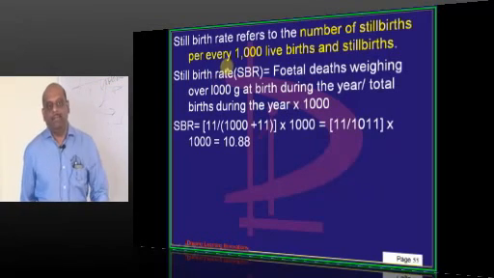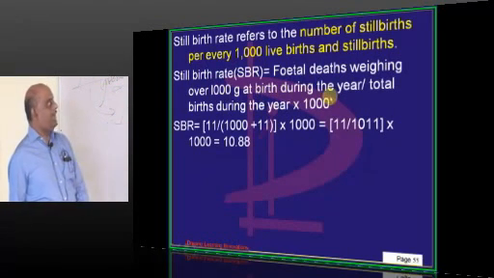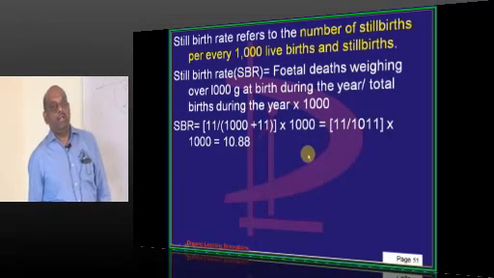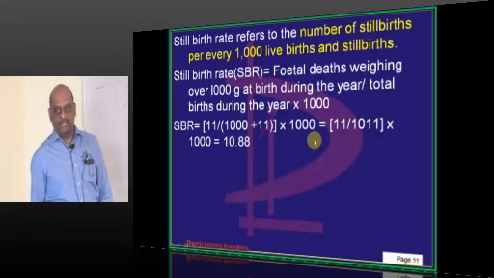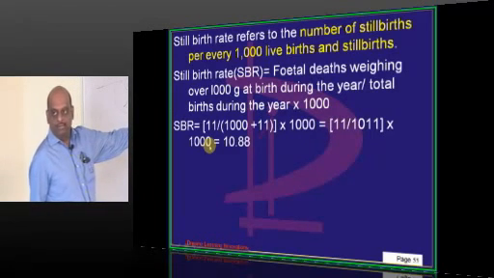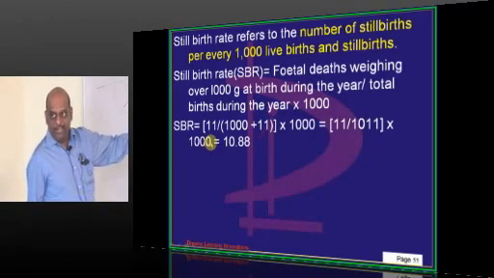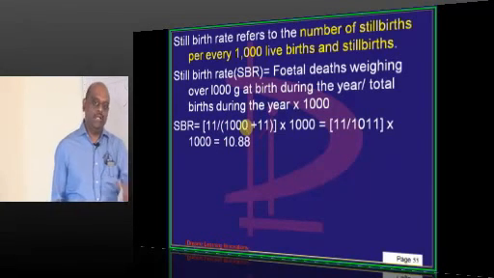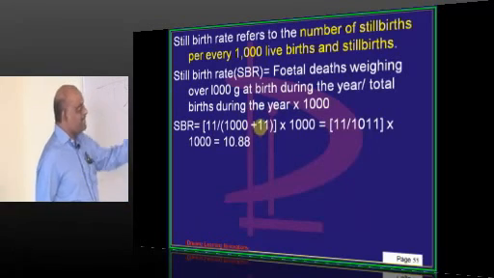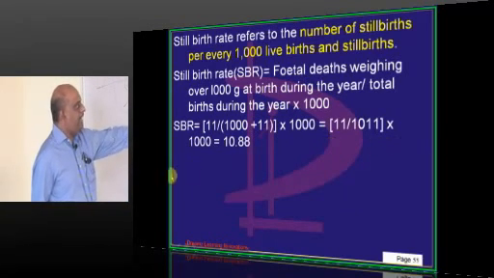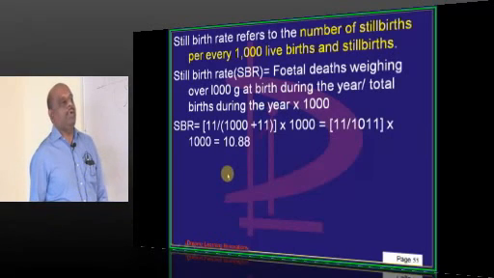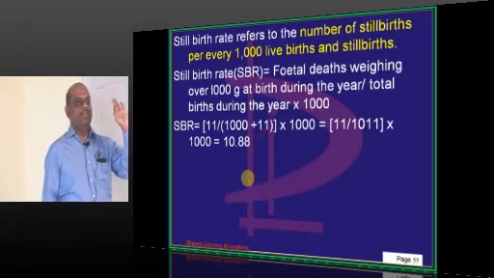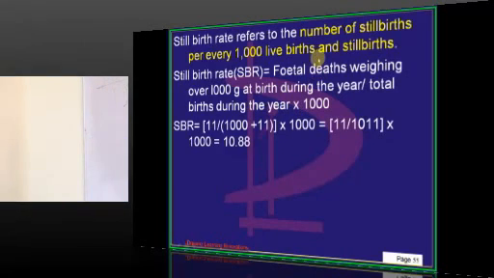So what is the definition of a stillbirth rate? All the fetal deaths weighing over 1000 grams at birth during the year divided by total births during the year. Total births include live births plus stillbirths. So 11, which is the stillbirths, in the numerator, divided by denominator is not simply the live births, but all births, still and live. That is the secret of it. So 1000 plus 11, into 1000. So 11 by 1011 into 1000 is equal to 10.88 becomes the answer. So now you know how important it is. Indicators of health, highest number of topics in DNB CET.